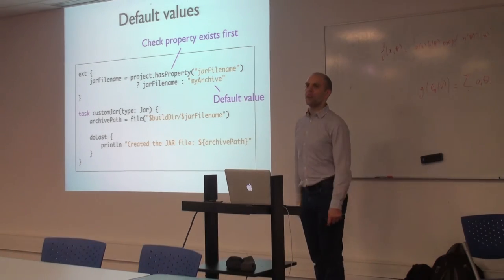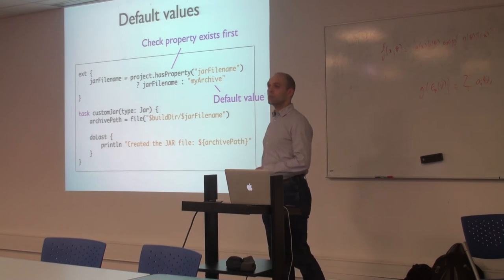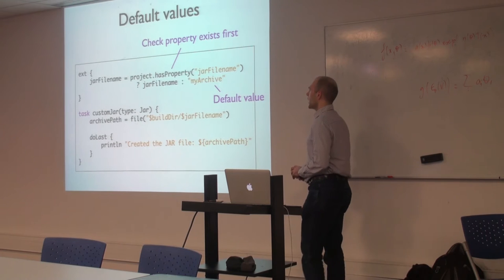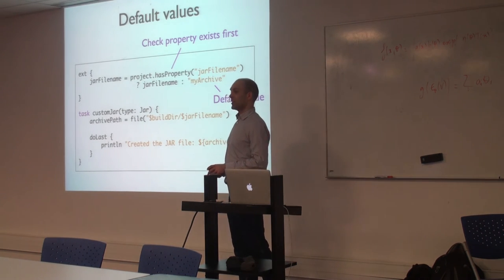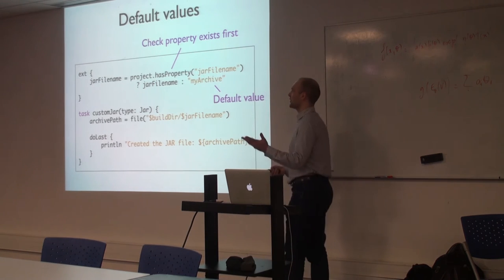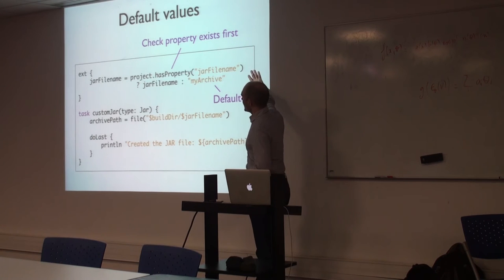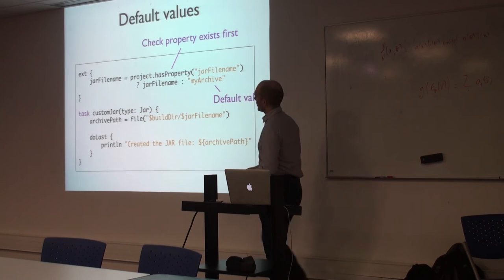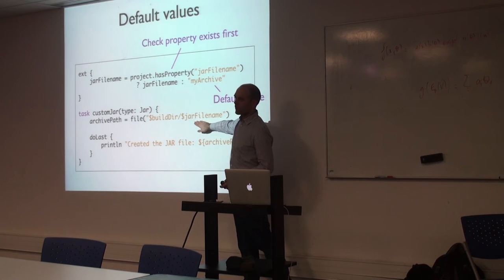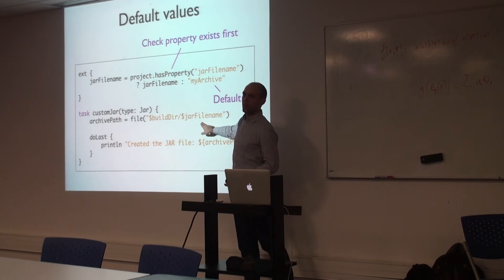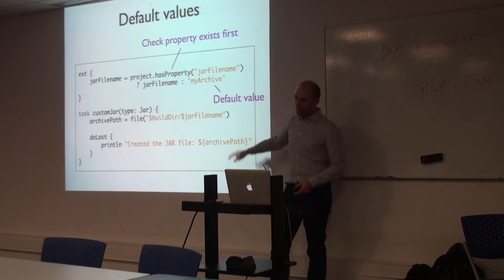That's kind of noisy for something that should be a lot simpler. There is a Jira issue for this, but it's been there for a few years, I think. I'm sure they'll get round to it eventually. Not a high priority, I'm guessing. So that's for the default values. And then we can reference the project property anywhere from within tasks. So like jar file name in there.